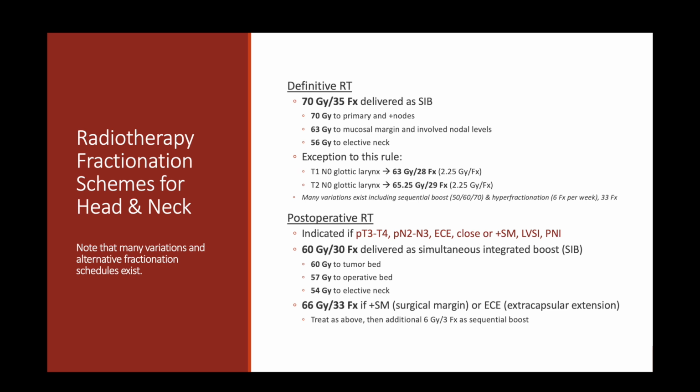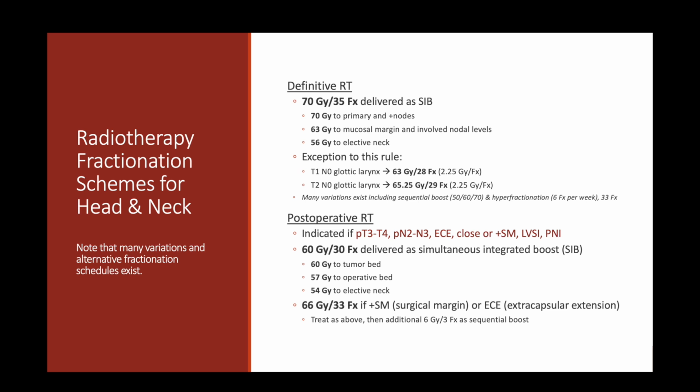An important exception to this fractionation scheme is early stage cancers of the glottic larynx. So in the glottic larynx, we can have tumors that are just confined to the vocal cords, and these tumors are treated very differently than any other head and neck cancers because unlike most sites within the head and neck, the glottic larynx actually does not have a very rich lymphatic network, and so the risk of nodal spread is very, very low. And so we typically will just treat the larynx alone when we're dealing with early stage glottic larynx.